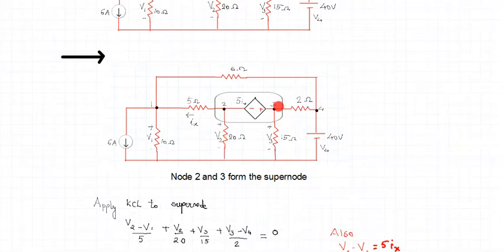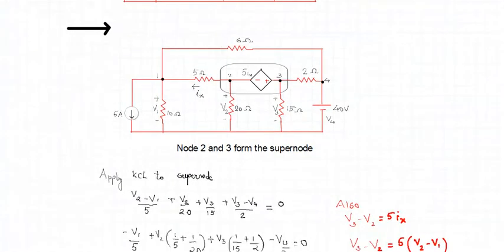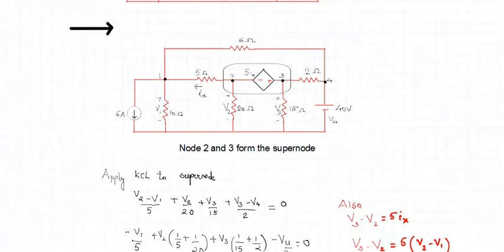Correct? Then when I talk about this particular node, it becomes V3 by 15, and the last is this particular branch, so (V3 minus V4) by 2. Right? These are the four currents which are associated with the supernode. So here you can verify now.